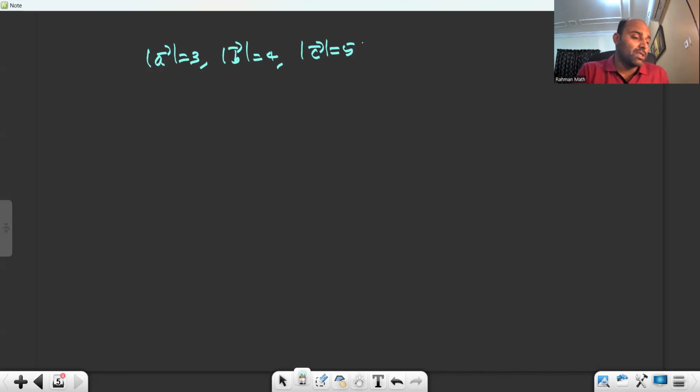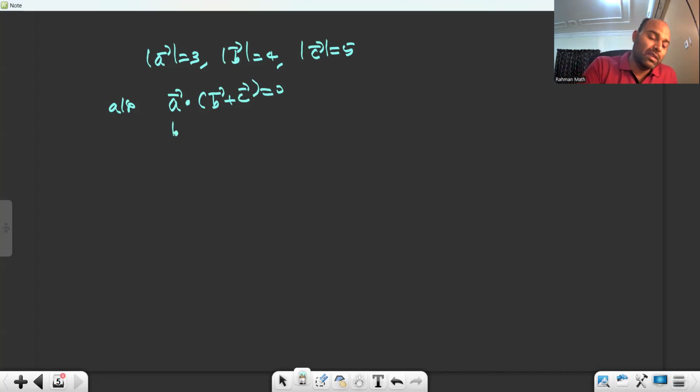One more condition is there in the question. Each one of them is perpendicular to the sum of the other two. Also, A is perpendicular to B plus C, so that dot product equals 0. B is perpendicular to A plus C, like that only.